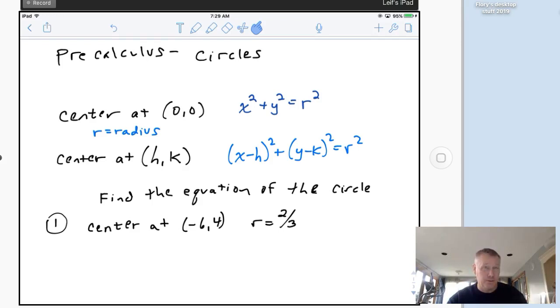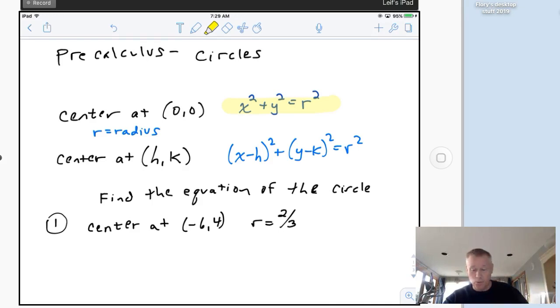The first one is super easy, and that has to do with if the center of the circle is at 0, 0. If the center of the circle is at 0, 0, you're using this equation where you just say x squared plus y squared equals, the only thing you need to know is the radius, and then you just plug it in, square it, and that's your answer.